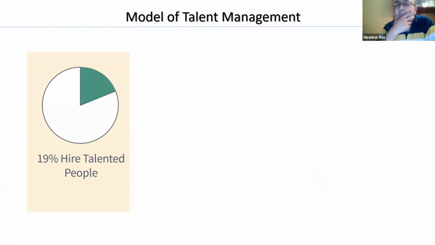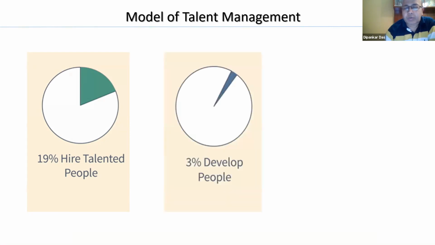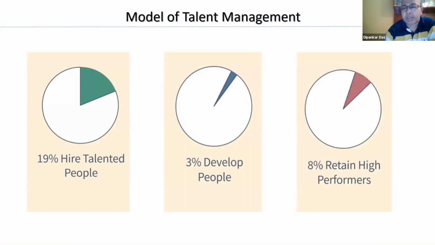Generally, these are some statistics. 19% tend to hire talent from outside, but typically for key positions, 3% develop internally, and 8% tend to focus on retaining. This is part of our larger survey, but I'm just giving you some important statistics. 8% retain high performers. So any large talent change that happens, people tend to retain at least their high performers. They develop people, and of course also they hire talented people from outside.